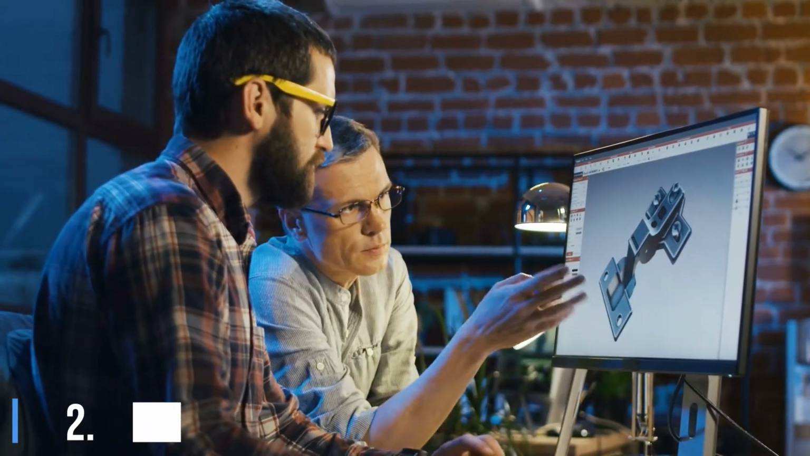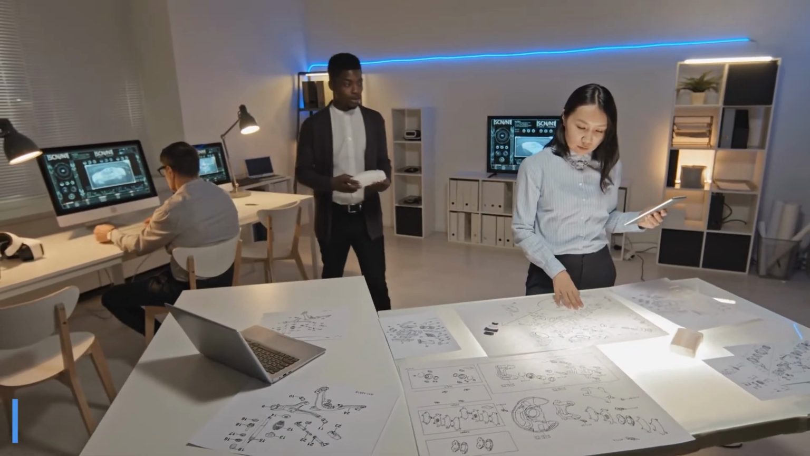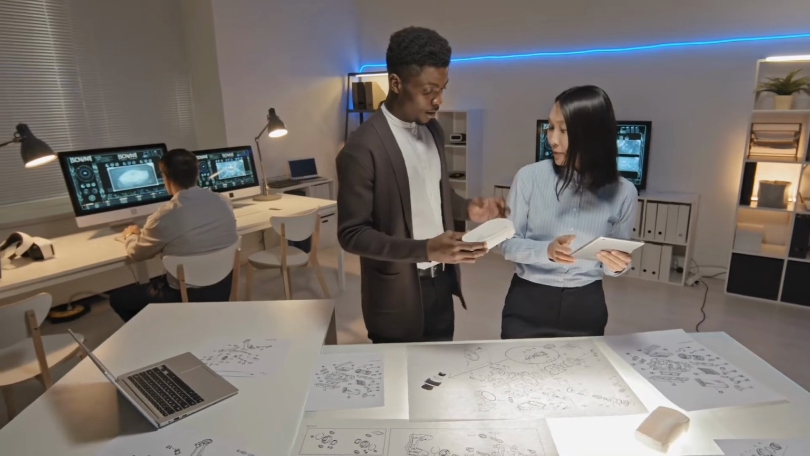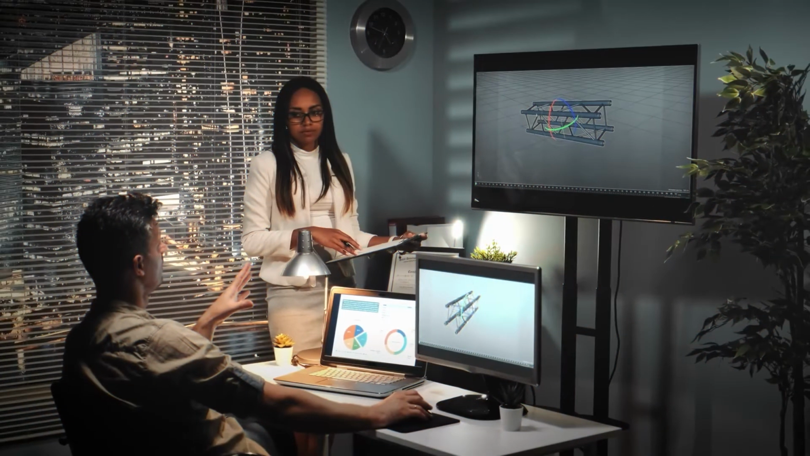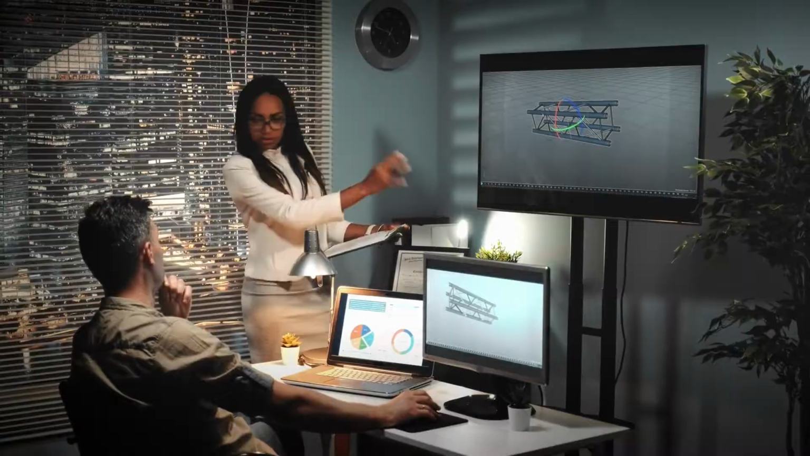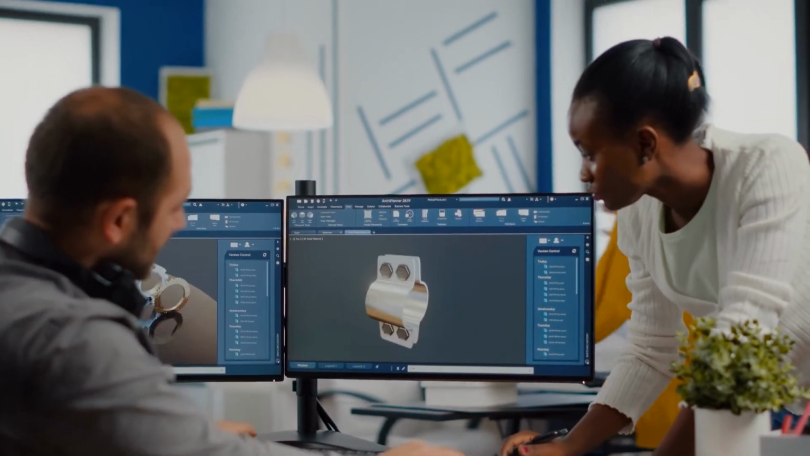Number 2. Prototype. It's time to experiment. Through trial and error, your team identifies which of the possible solutions can best solve the identified problem. This typically will include scaled-down versions of the products or systems in question, so you can present and get feedback from the people they are intended to serve.